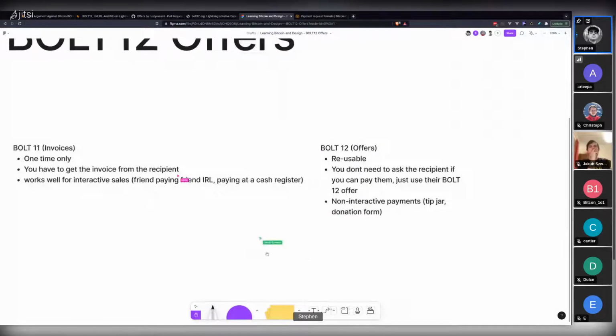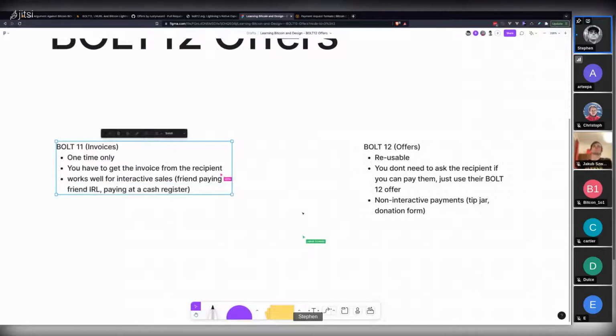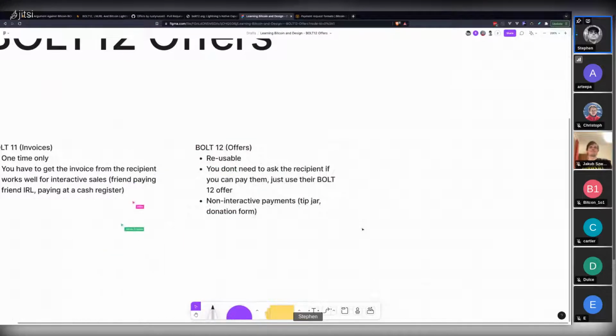So that's the general gist of Bolt 12 and kind of what it does. Thank you for moving that. That's the general gist.